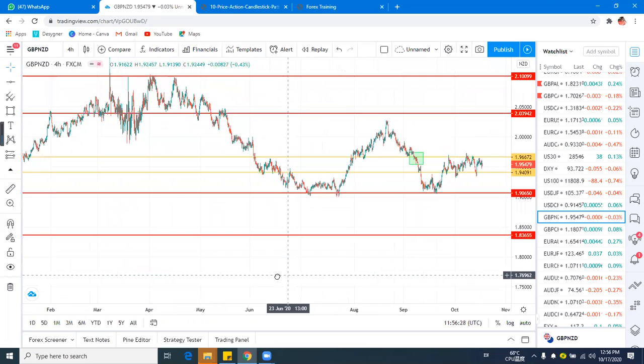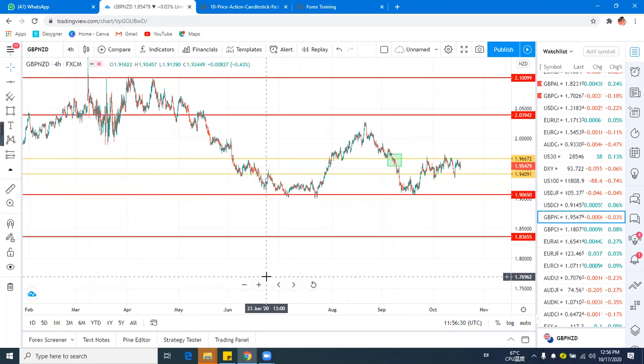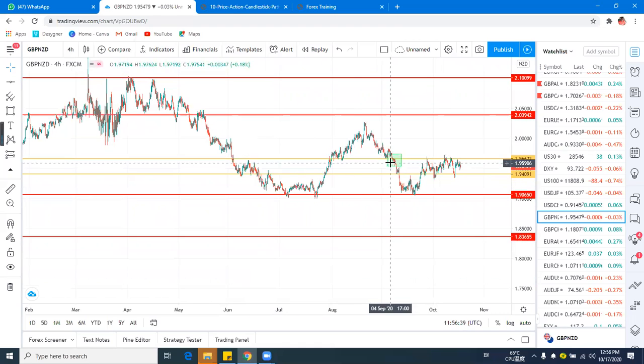I hope you guys are seeing this. Support and resistance is the simplest. You can just be looking at support and resistance, wait for a break and retest and enter your trade. Some people trade only support and resistance. They just wait for break and retest and they enter their trade. So trading is more than that.